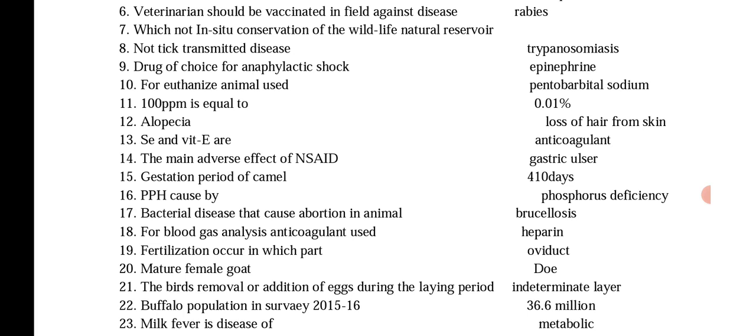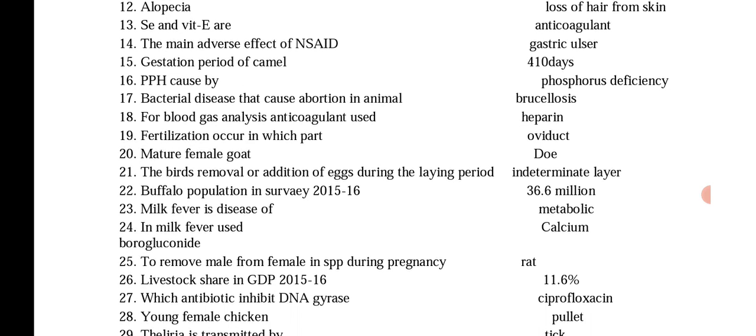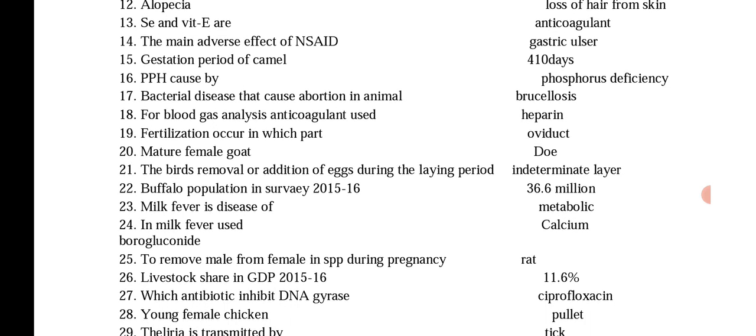Vibriosis and campylobacter cause disease in the first half of pregnancy. For blood gas analysis, anticoagulant used is heparin. Fertilization occurs in the oviduct. Oviduct is the place for fertilization. Mature female goat is doe.